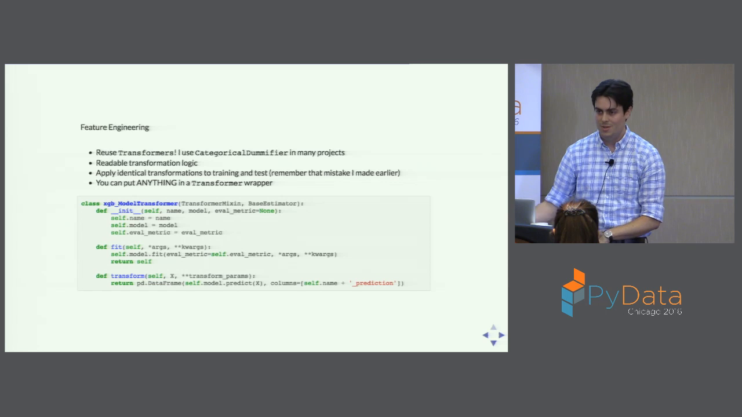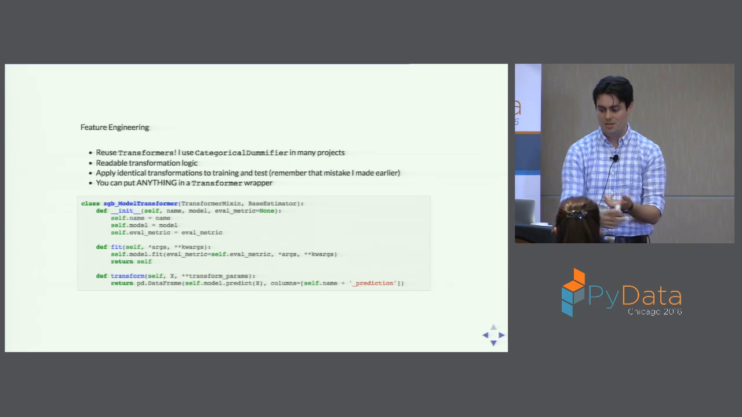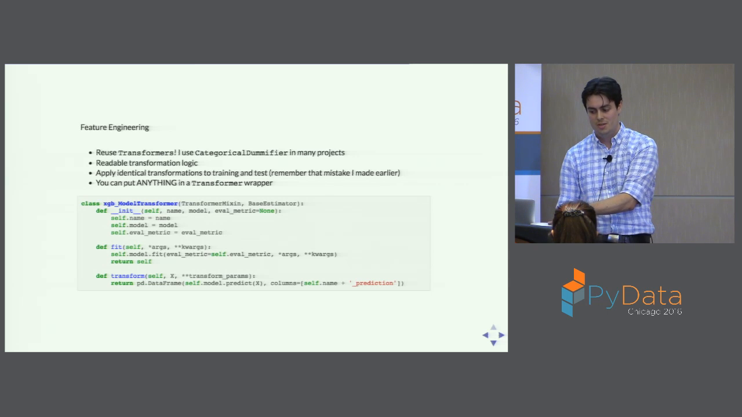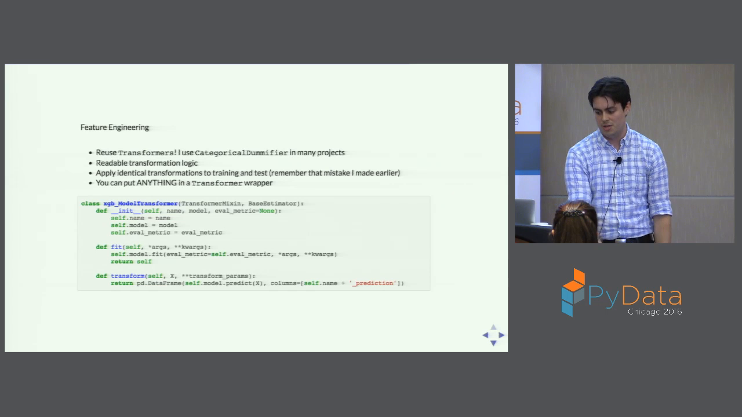So, back in here. The fit method. I'm going to take the model object. I'm going to call fit on it. When I fit it, I need to hand it this evaluation metric and some arguments. In this case, the x and y values. Now inside of this transformer, I now have a fit object.